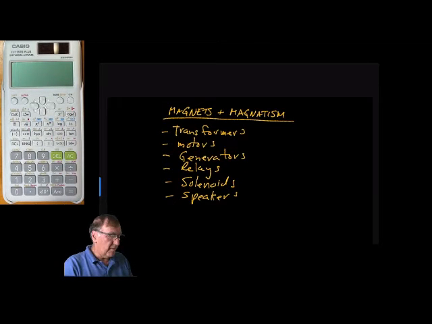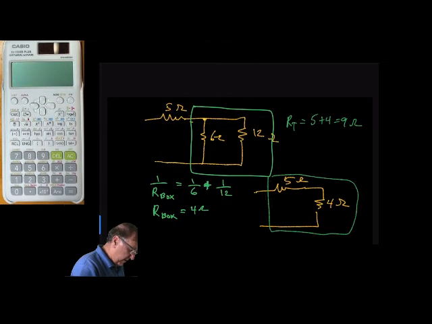So now we're going to talk about magnets and magnetism, which is chapter 6, I believe, in your text. And magnets and magnetism come in very many forms: transformers, motors, generators, relays, solenoids, and speakers. So without these, life itself would be impossible. So these are really the foundations of industrial electronics. We need all these things, and we're going to start by talking about an induction motor.